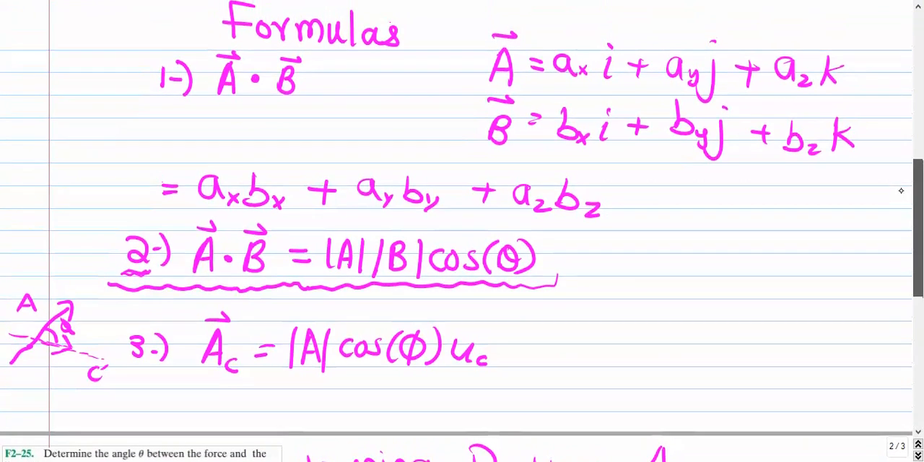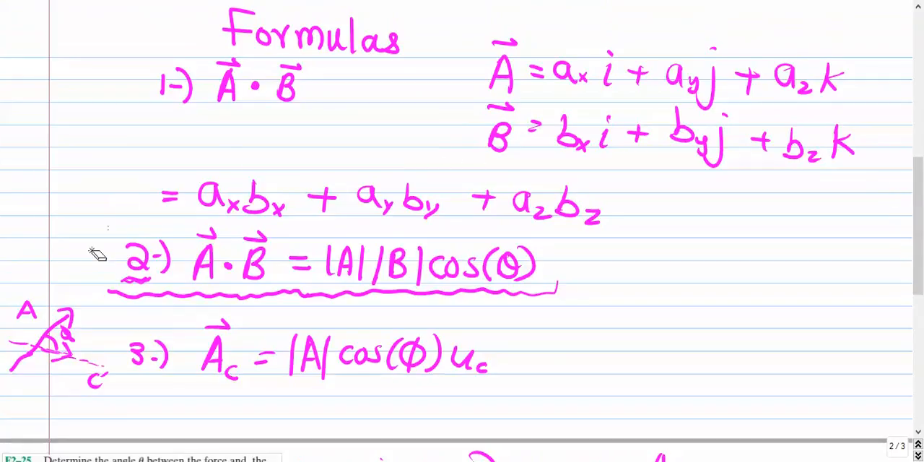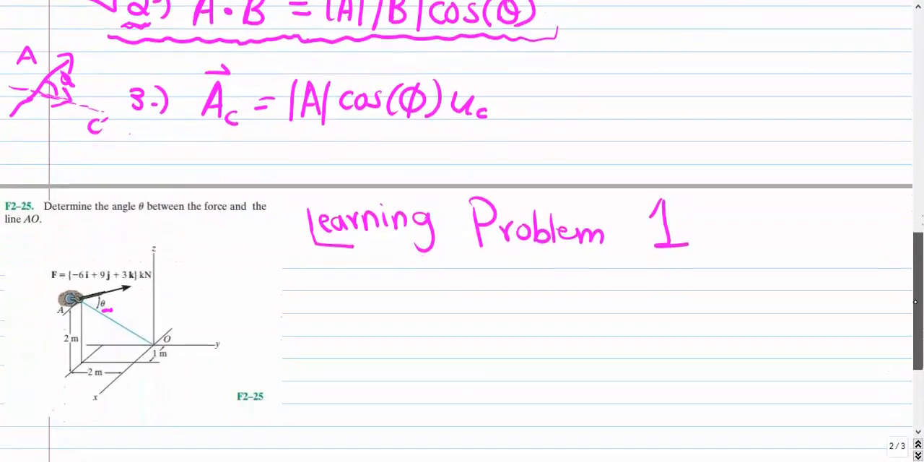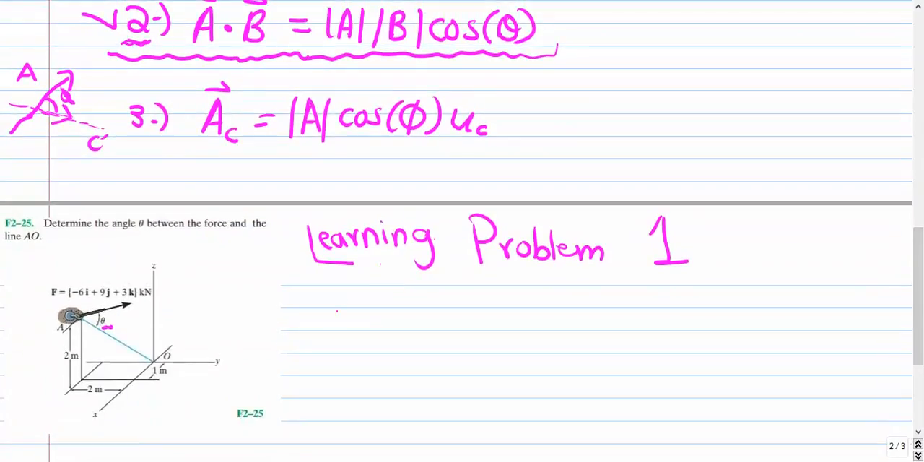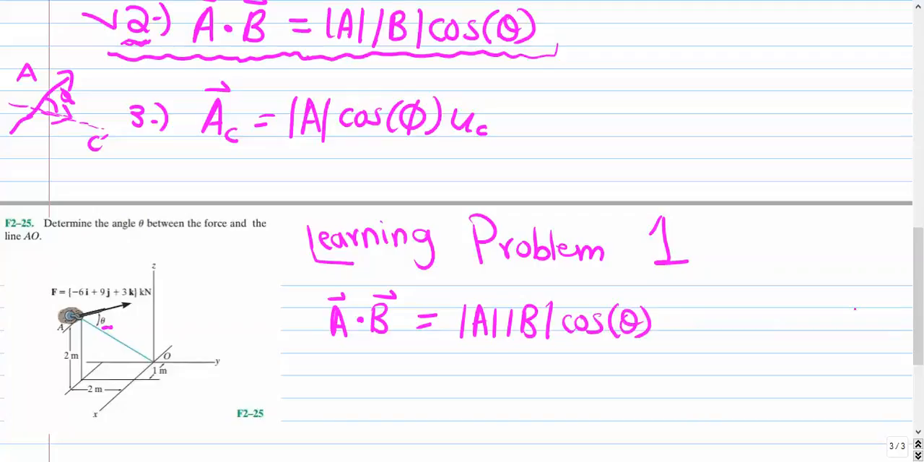The formula that we will be using is formula number 2. So let's go ahead and write down this formula with our question. The formula says that the dot product of two vectors is equal to the product of their magnitudes multiplied by cos of the angle between the two vectors.